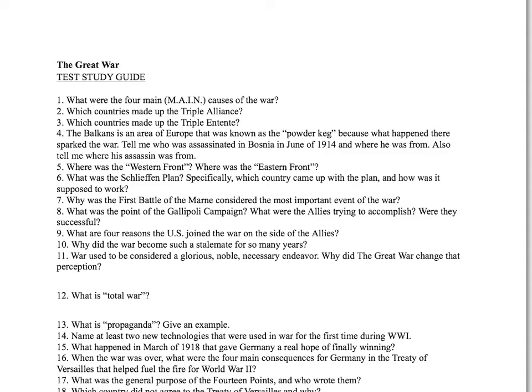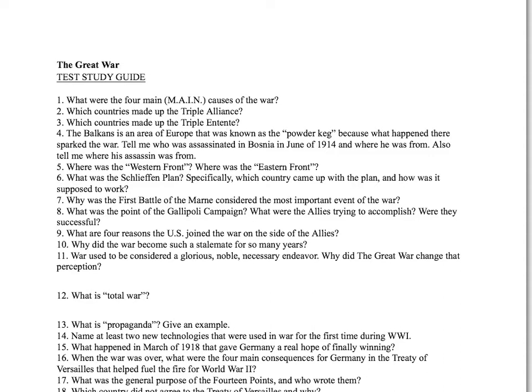Number 2, which countries made up the Triple Alliance? Remember Triple Alliance, the beginning, this is the bad guys. So that would be Germany, Austria-Hungary, and Italy. Number 3, which countries made up the Triple Entente? Great Britain, France, and Russia. Remember, Entente's that French word, so keep in mind who was with the French.